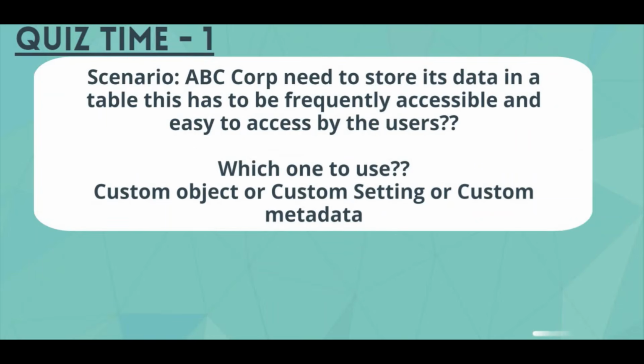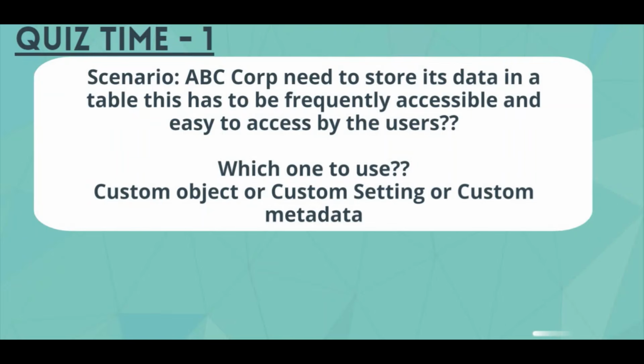Okay, quiz time. So we have a scenario where ABC Corporation needs to store its data in a table that has to be frequently accessible and easy to access by the users. Which one to use? Custom object or custom settings or custom metadata? People who want to answer by themselves, pause it here. I am going to answer it now.